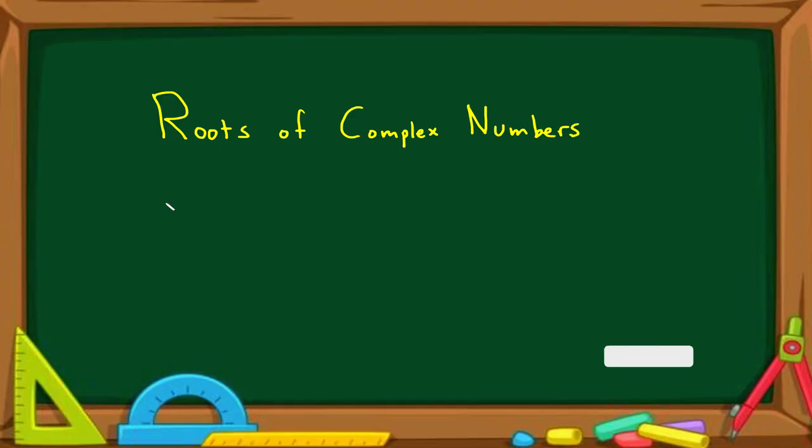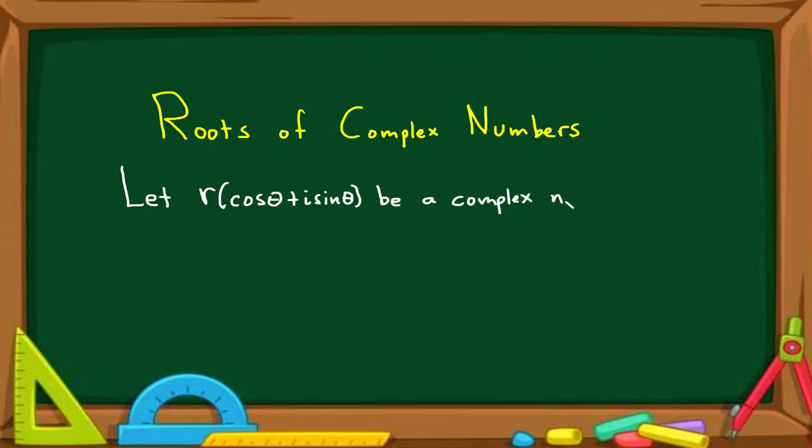In this video, we're going to discuss the roots of complex numbers. So let's start by writing down a complex number. Let r times cosine theta plus i sine theta be a complex number. This complex number is written in what's called polar or trig form. Theta is called the argument, and r is called the modulus. And then we're going to let n be a positive integer.